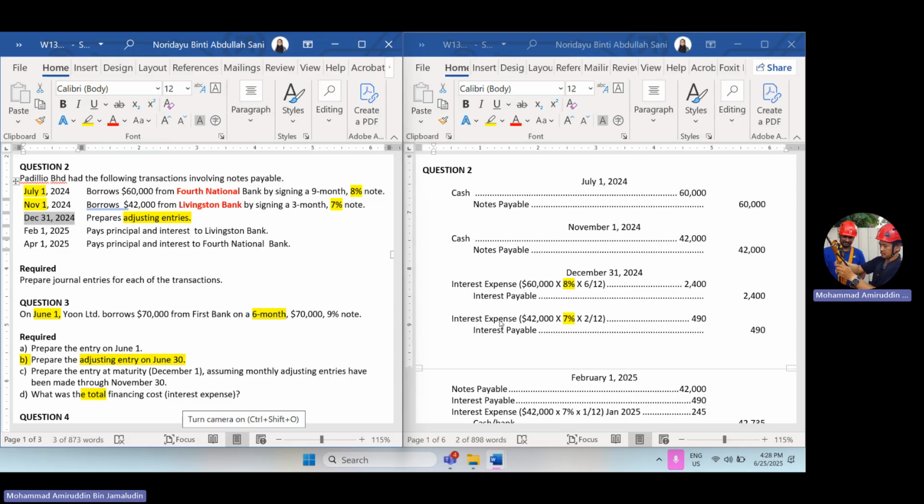Same goes for the next bank. 42,000, the value of your notes payable, multiplied by 7%, the interest rate, and then November 1st until 31st December. So November, December, 2 months, 2/12. Are you okay? So in this question, you have to be very, very careful on the date.